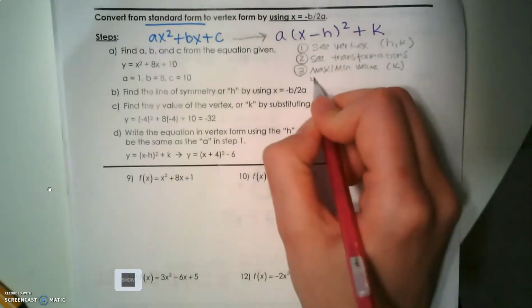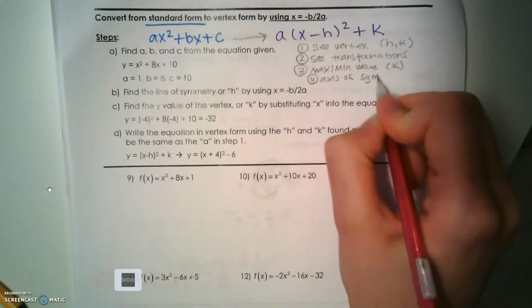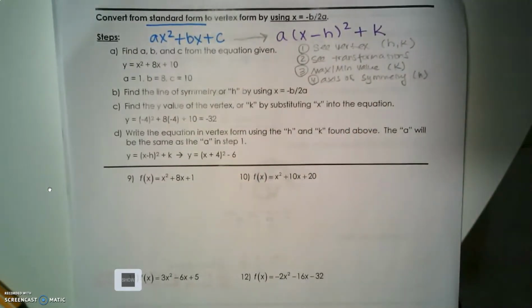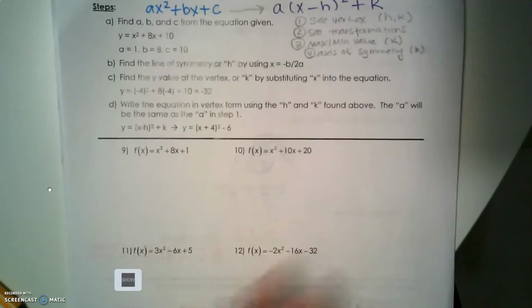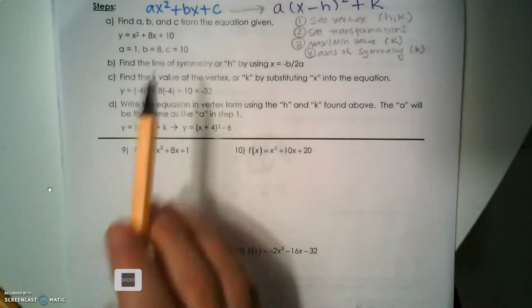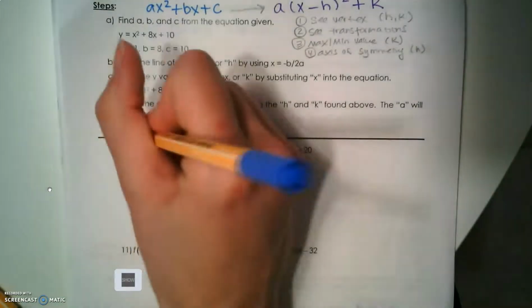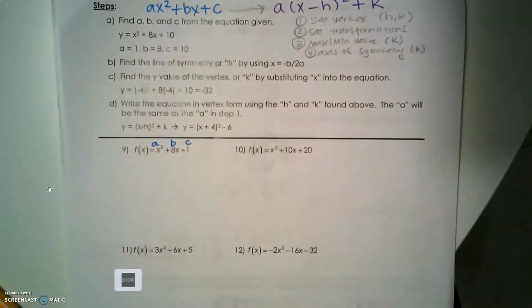Oh, the last one, your axis of symmetry. Remember, that's the h value or the x value of your vertex. So let's look at these steps. Let's go through these things together. So the first step wants us to identify the a, the b, and the c value of our quadratic. I'm just going to label them above my equation. Those are my a, my b, and my c value.